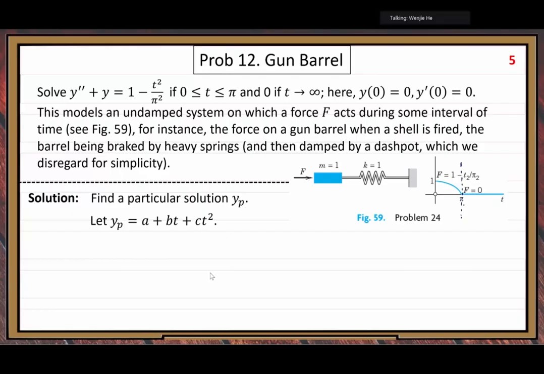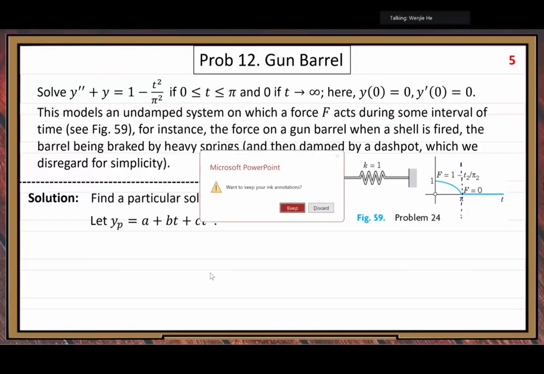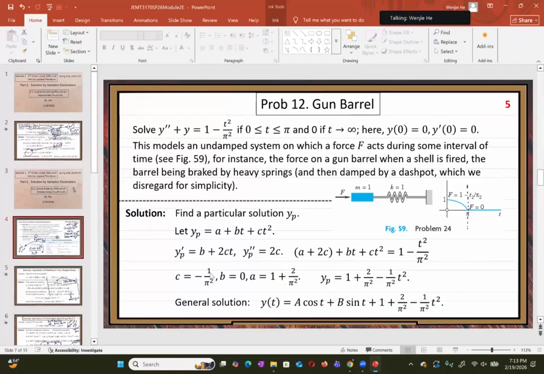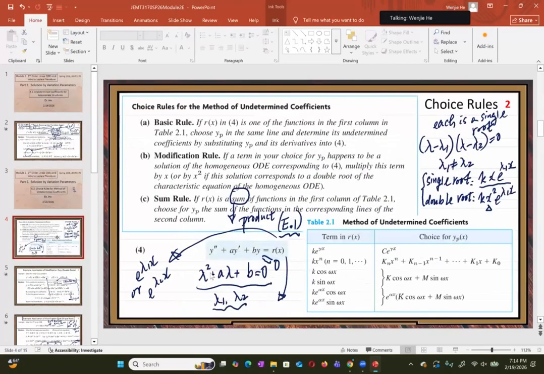Let's read the choice rule carefully, just the basic part. We only need to double check the basic rule A in the choice rules. Let me get to the choice rule page. This one. Here I do not need to put it in slide mode, let's just look at the slide here.